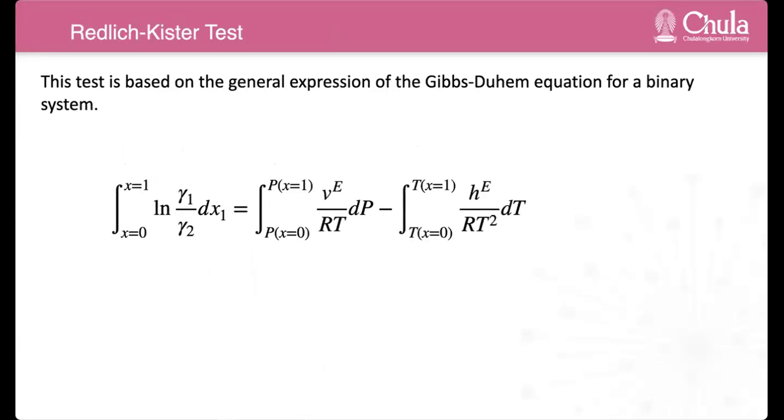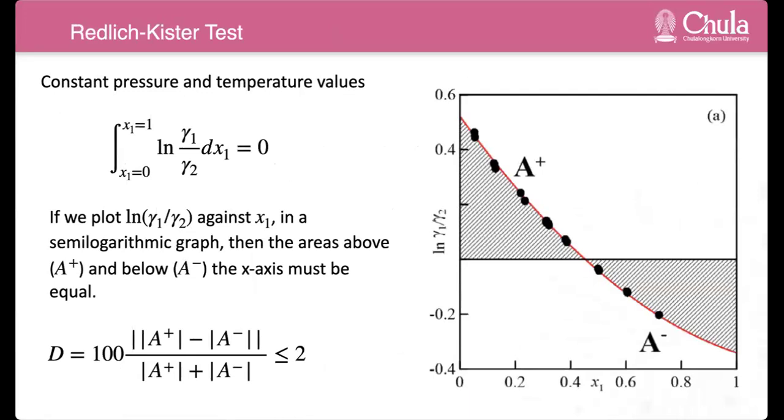And the next one is Redlich-Kister. For Redlich-Kister, you plot log gamma 1 over gamma 2 with x1. And we estimate the area, positive area and negative area. This positive area and negative area must be equal. This is Redlich-Kister.